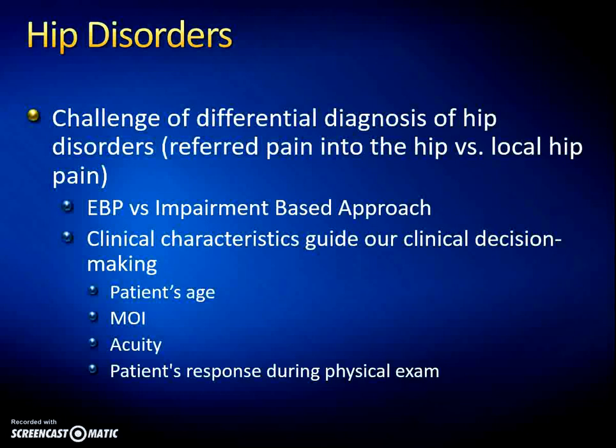The impairment-based approach chooses treatment plans that are based upon how the patient responds to our examinations and subsequent visits. We use clinical characteristics that will guide our clinical decision-making, factors such as the patient's age, the mechanism and acuity of the injury, and the patient's response during the physical examination and subsequent visits, as I mentioned before.